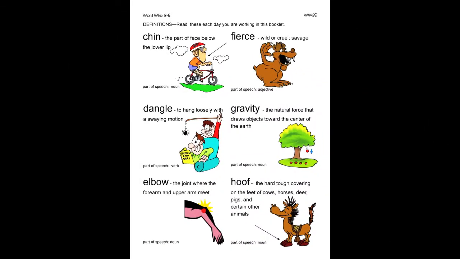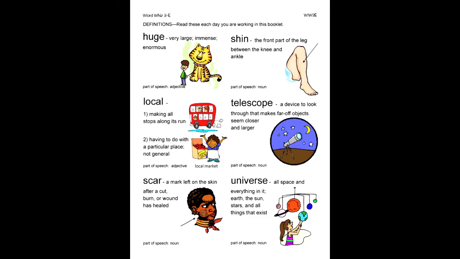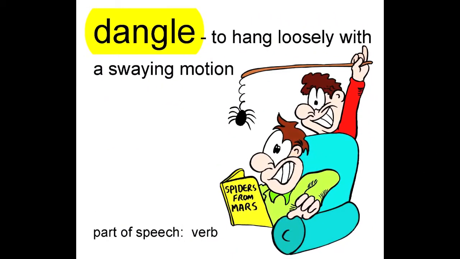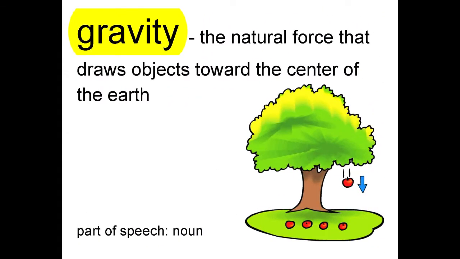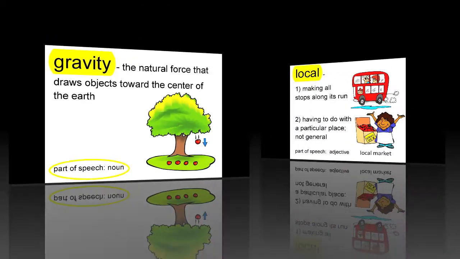On the first 2 pages of this booklet, you will find a list of this booklet's definitions. It is important to read these every day you are working in this booklet. Let's read some together. Dangle, to hang loosely with a swaying motion. Part of speech is verb since dangle is an action word. Gravity, the natural force that draws objects toward the center of the earth. Part of speech is noun since gravity is a person, place, or thing.